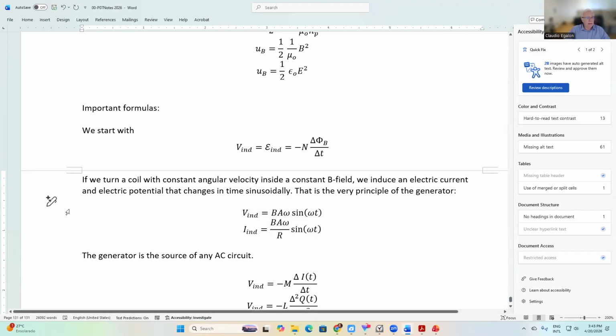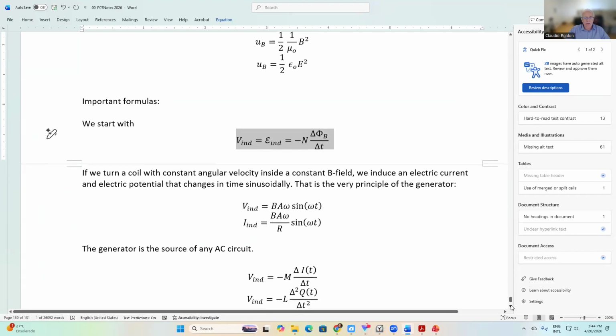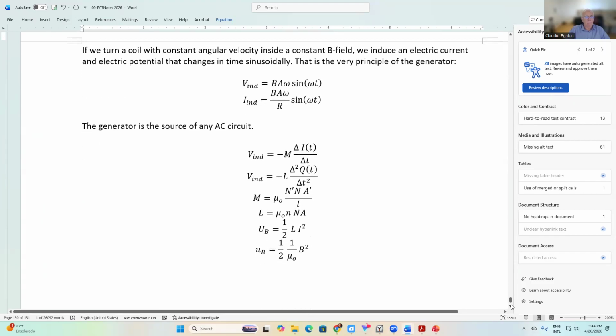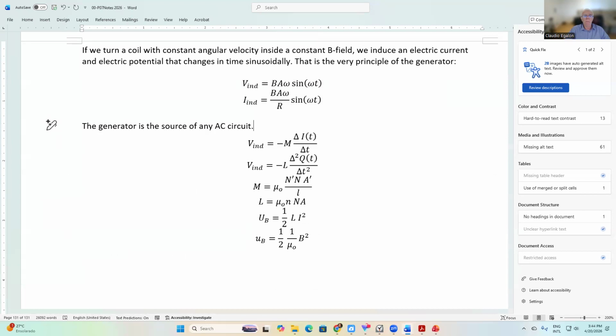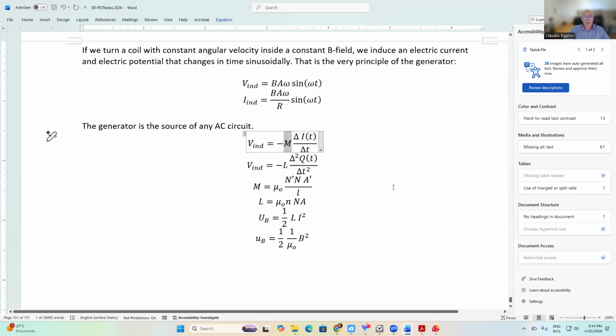But let's not forget, those two formulas that you see right in here are a consequence of this law here. The law and the fact that you are turning a coil inside a magnetic field. And then there is another important device out there, the inductors. We define something that we call a mutual inductance. This equation depends again on Faraday's law.